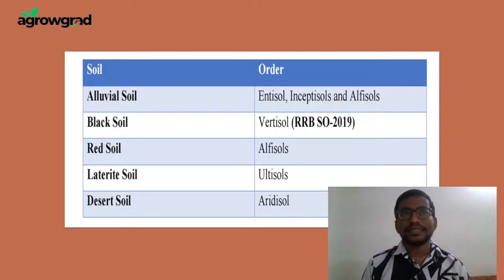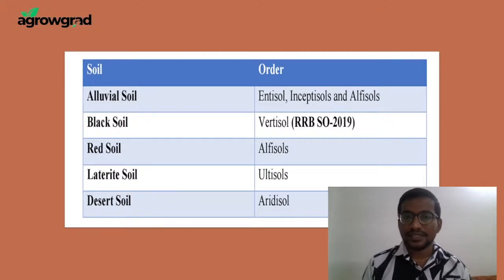Regarding the soil, it comes under an order. Alluvial soil means Entisol, Inceptisol, Alfisol. Black soil comes under the order of Vertisol. Red soil comes under Alfisol. Laterite soil comes under Ultisol. Desert soil comes under Aridisol.